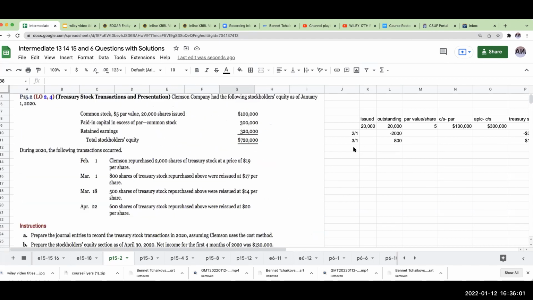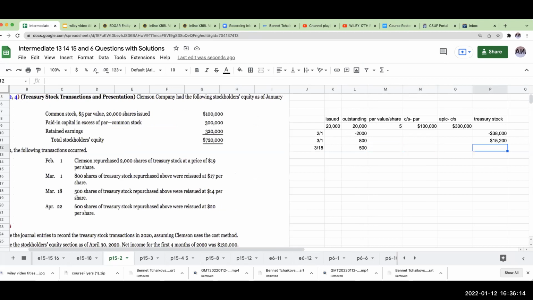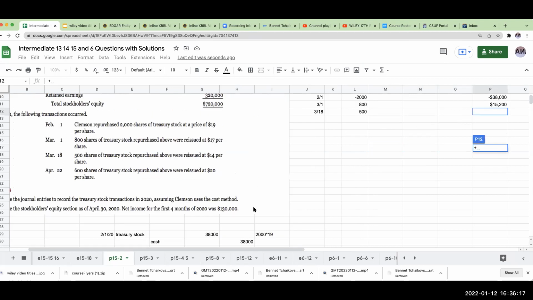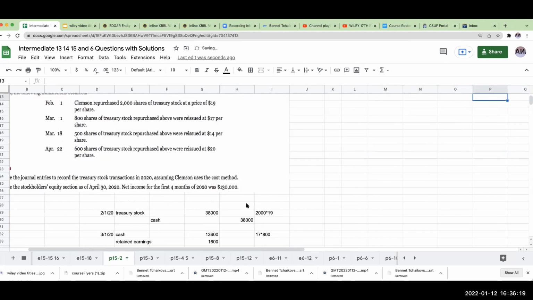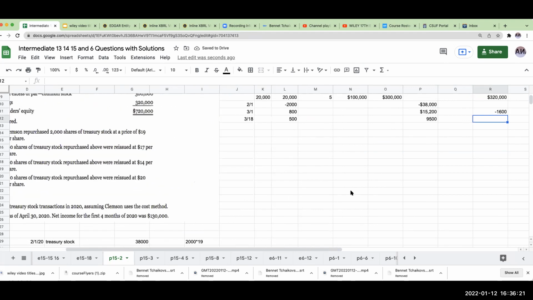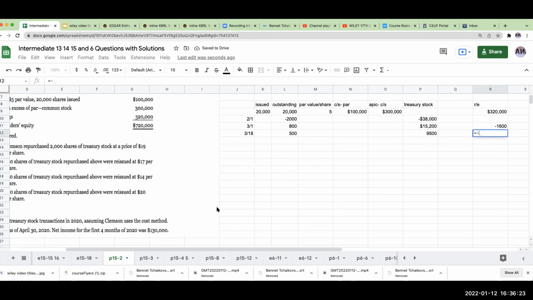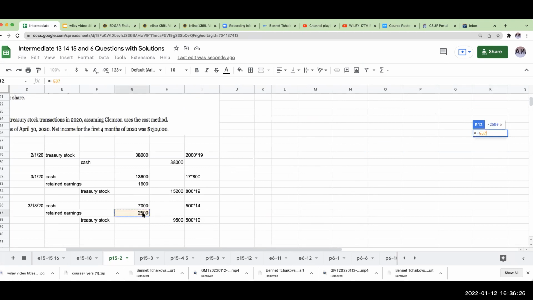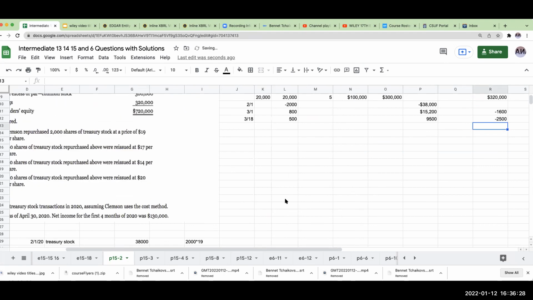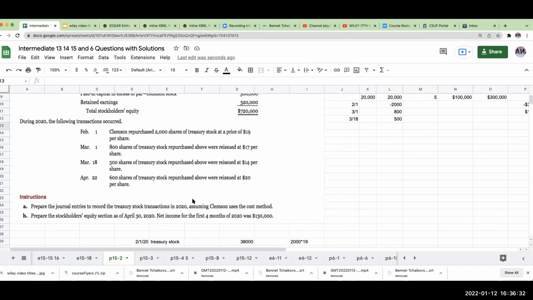So let's go ahead and take a look at what happens over here. My outstanding shares are now going to be increasing by 500 because, again, these pulled them off the market. I'm now putting them back onto the market. Over here, my treasury stock is also going to be increasing by 9,500, but I'm going to have a hit to my retained earnings, which is going to be over here at 2,500. So that's how I'm going to go through and record those transactions on March 1st and March 18th.